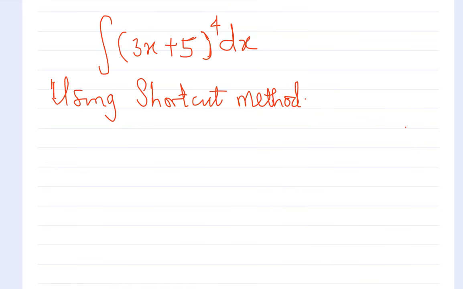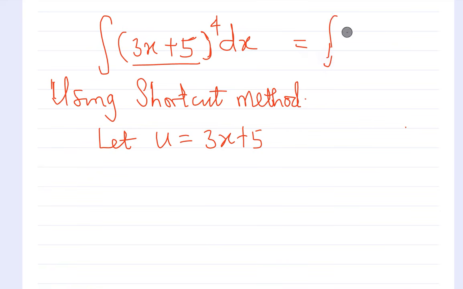If you want to do the U-substitution method, you will say let u be equal to 3x plus 5, right? And then that means your integral now becomes the integral of u raised to power 4 dx. Are you seeing that now? So your integral becomes u raised to power 4 dx.